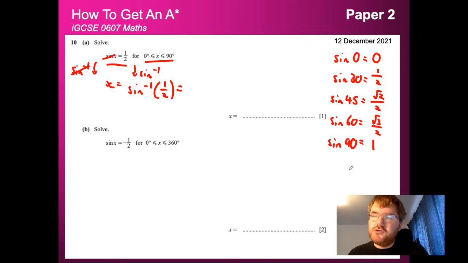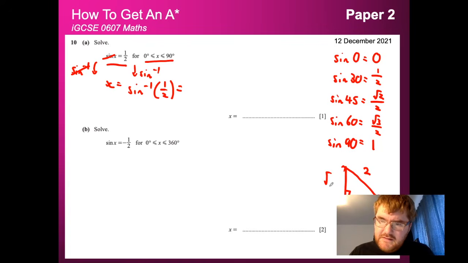You can also use the triangles as well. What I've done is I've memorized these triangles off by heart. So this is 2, this is 1, this is root 3. This is 60, this is 30, and if I want to work out sine 30, I just use SOHCAHTOA. Sine 30 is equal to opposite over hypotenuse, so that's equal to a half.